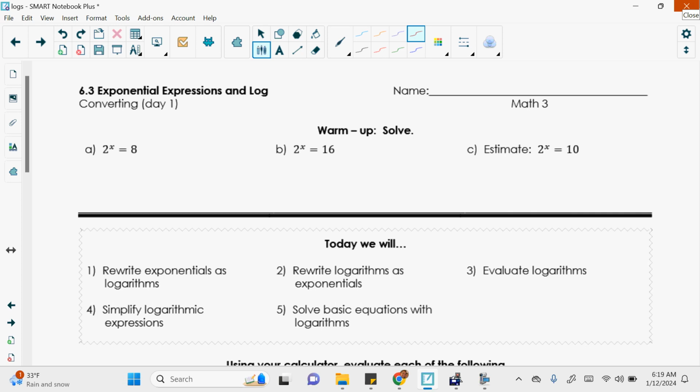So today we are going to be starting our discovery of logs, which we kind of have been doing, because as you learn through today's lesson, logs are really just exponents. And it's just another way to write exponents and to see exponents. So we're going to get some practice with this. This video should hopefully be a little bit shorter than a normal lesson.